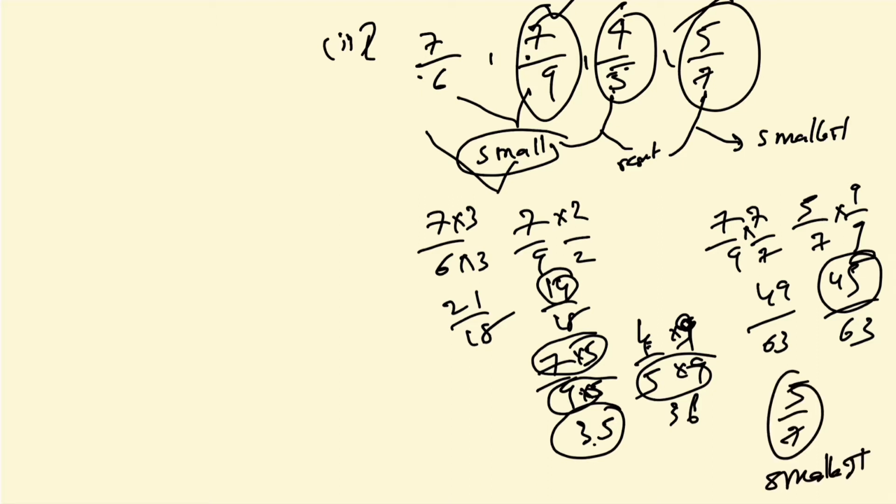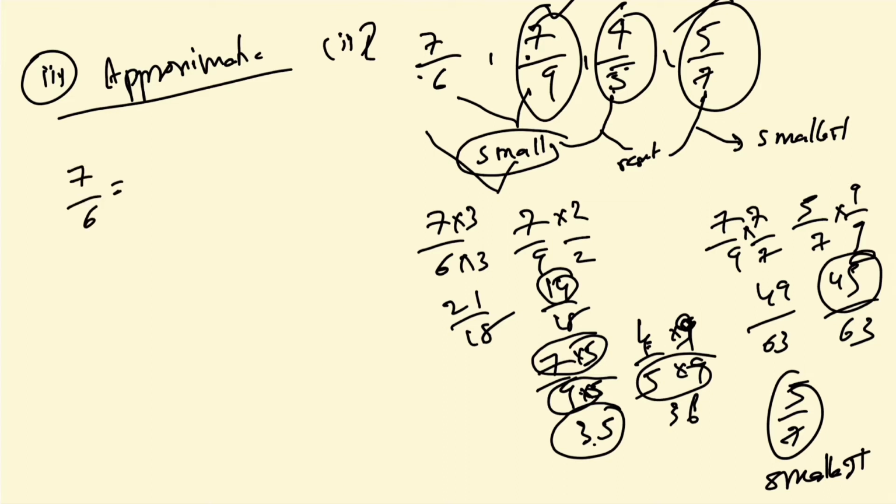This is the second method. Now we will also see the third method here, that is the approximation method. Let's approximate this 7 by 6 value. It will be around 1.1 something.